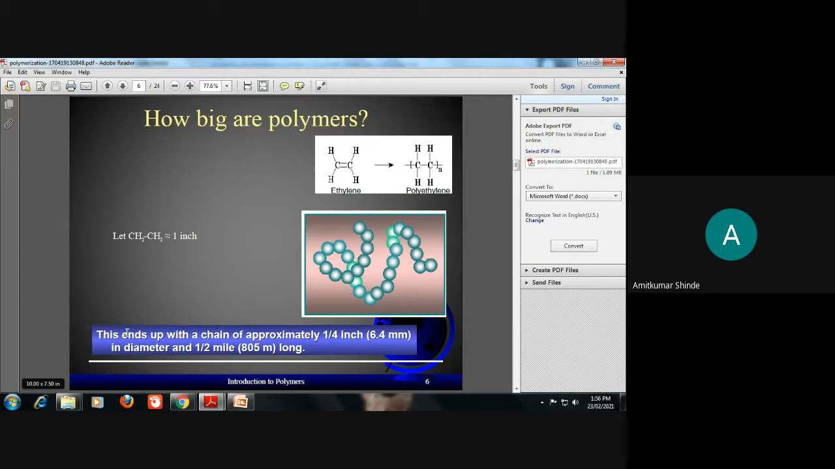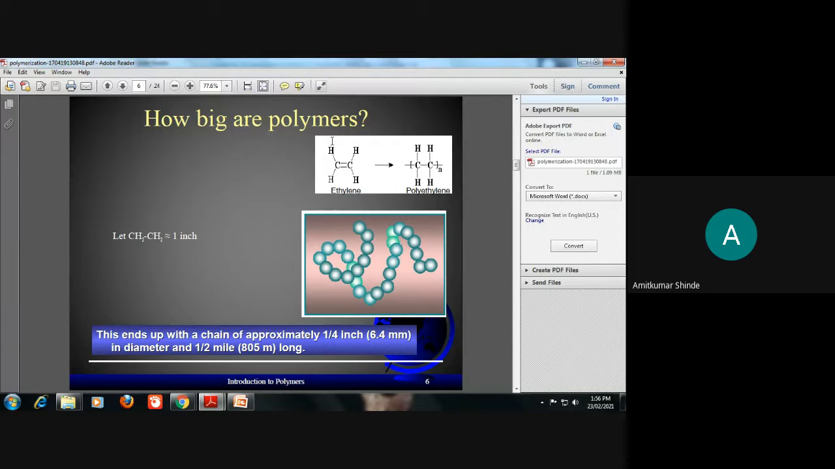The diameter of the molecules is mentioned here. These are the ethylene molecules. The molecule size is approximately 6.4 millimeter, and the length of the chain formed, or this polymer formed, will be approximately half a mile, that is 805 meters long. This is just for your information, for the polyethylene material, where ethylene is the monomer present.